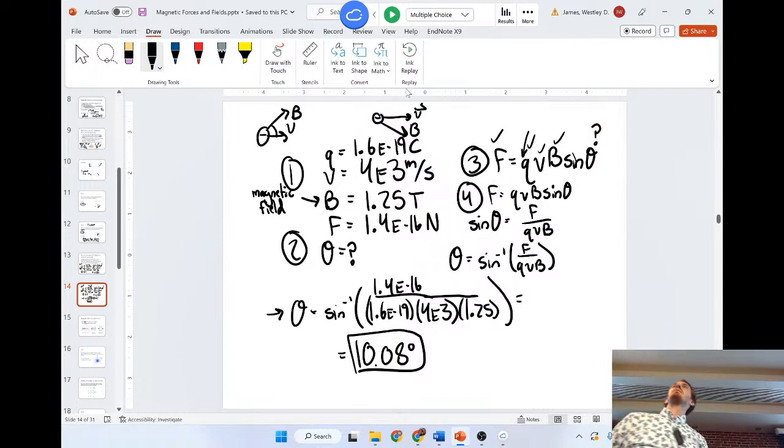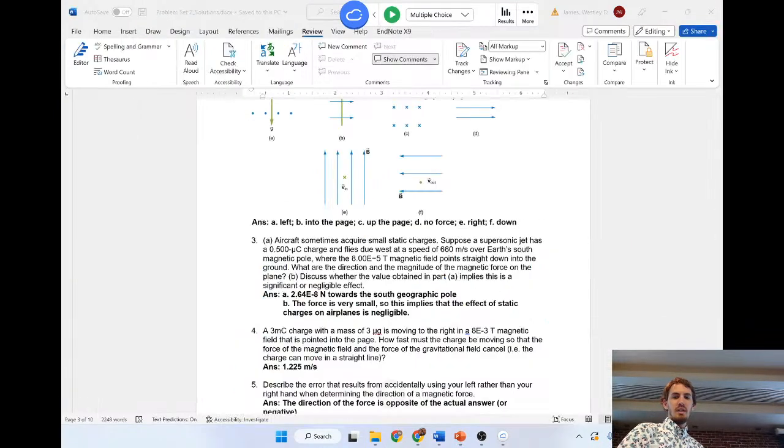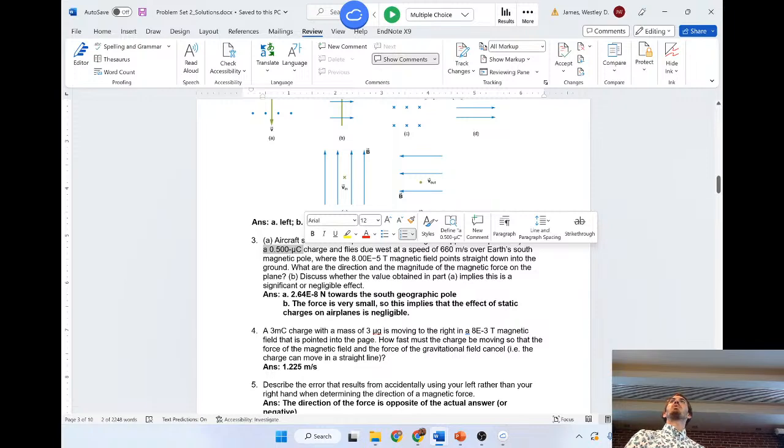Can we assume that Q is always going to be positive 1.6 e to the negative 19? If it's an electron or a proton, yes. The problem may tell you I have a charge of this amount, in which case you would need to use that number. If you have a proton or an electron, it's the charge of a proton or electron. If it's a different charge, let's look at the problem set real quick and see if there's a problem like that. For example, right here, suppose a supersonic jet has a 0.05 microcoulomb charge. That's what you would use for charge in that problem.